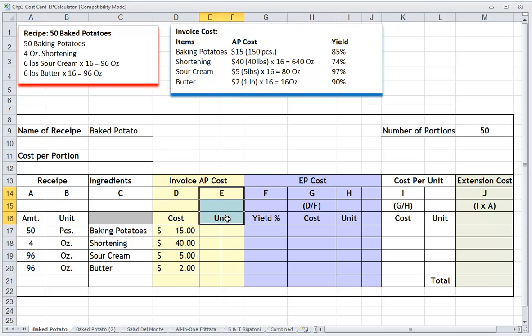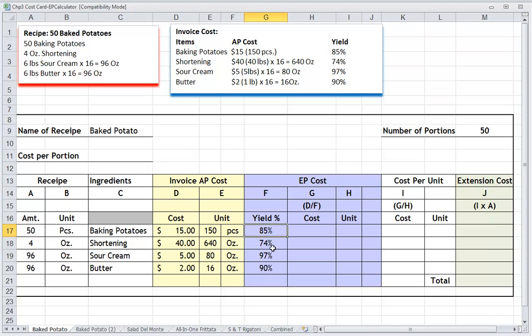Now in column E we need to include the unit, and what we really need to put in here is actually the total amount and the unit that we purchased. So in the first column we will put the amount that we purchased, and that is 150 pieces. And then we're going to do the same thing for the remaining items. We purchased 640 ounces of shortening. Next we're going to plug in the yield, 85%. In column G we need to calculate the edible portion cost. The invoice gave us the cost of the baking potatoes before we process them or before we cook them.